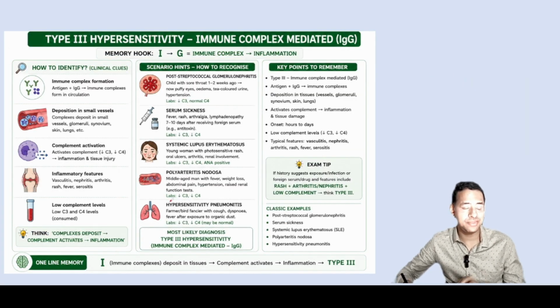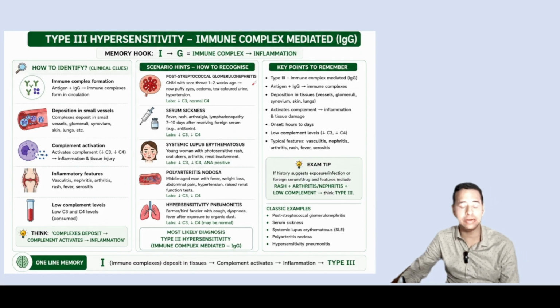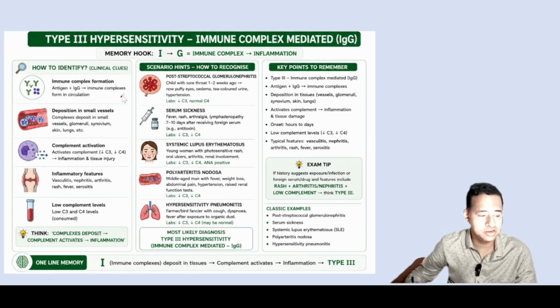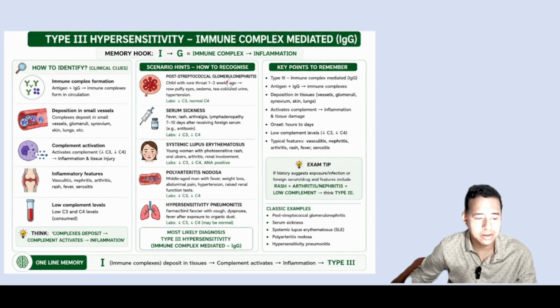Next thing is type 3 hypersensitivity reaction. Here you have to know all the examples. Post streptococcal glomerulonephritis could be an example: a child with a sore throat 1 to 2 weeks ago, and now puffy eyes, edema, tea color urine, and hypertension. And the lab finding is low C3 and normal C4. How to know?